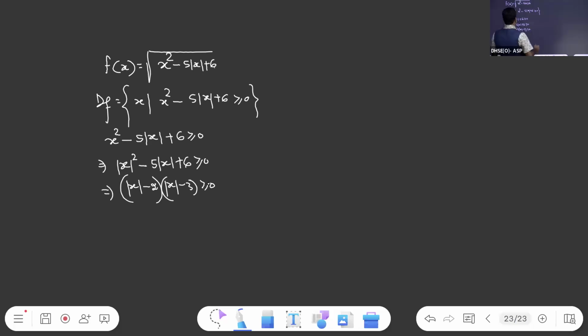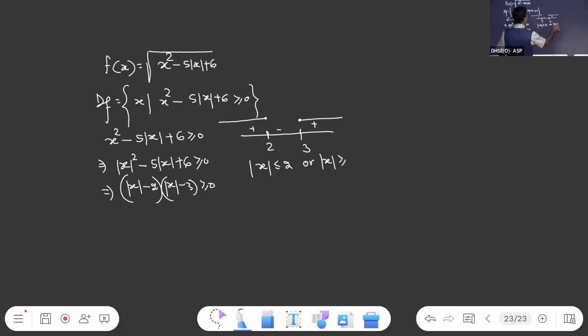So the critical points are 2 and 3 for |x|. Now find the region for |x|. This is 2, this is 3, plus minus plus. That is, either |x| belongs to (−∞, 2], so we can say |x| ≤ 2, or |x| ≥ 3.